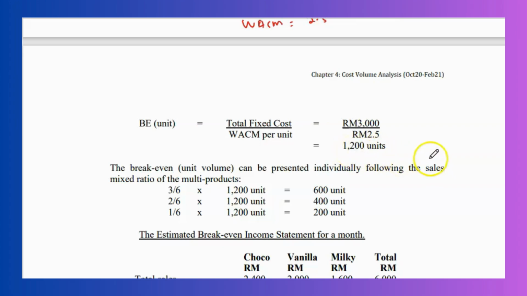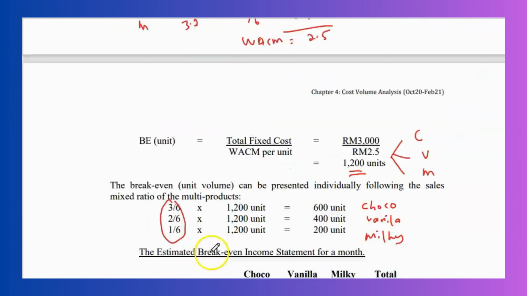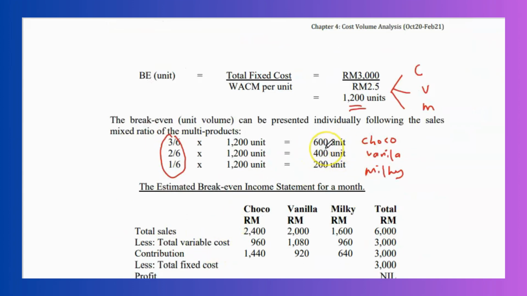Right. So people might ask you, let's say you are an accountant at this company. The boss asks you, from this 1,200, how much for cocoa, how much for vanilla, and how much for milky? Again, you have to multiply with their proportion. This is cocoa, this is vanilla, and this is milky. From this 1,200, multiply back with their proportion here, 3/6, 2/6, and 1/6. You will get the total amount that you have to sell for each product in order to get no gain, no loss. How to prove that your answer here is right or not?